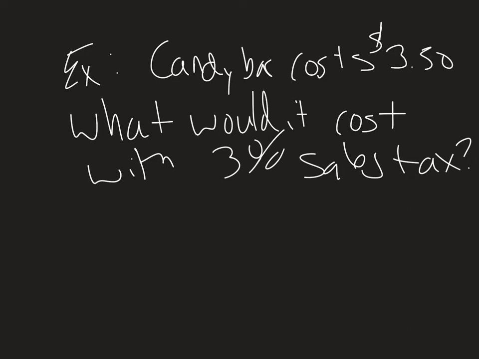Let's say I want to buy a candy bar that costs $3.50, and I want to know what it's actually going to cost if there's a 3% sales tax. Now, how sales tax works is it's going to add to the cost. So the price sticker I see is $3.50, but then they're going to tack on 3% more when I check out at the register. It makes sense that if I buy more, I'm going to pay more in sales tax, dollar for dollar.